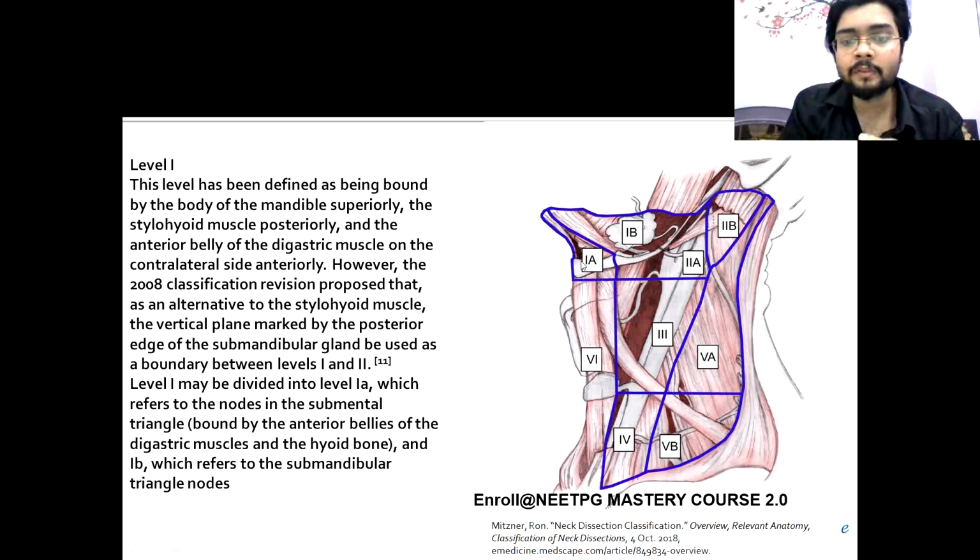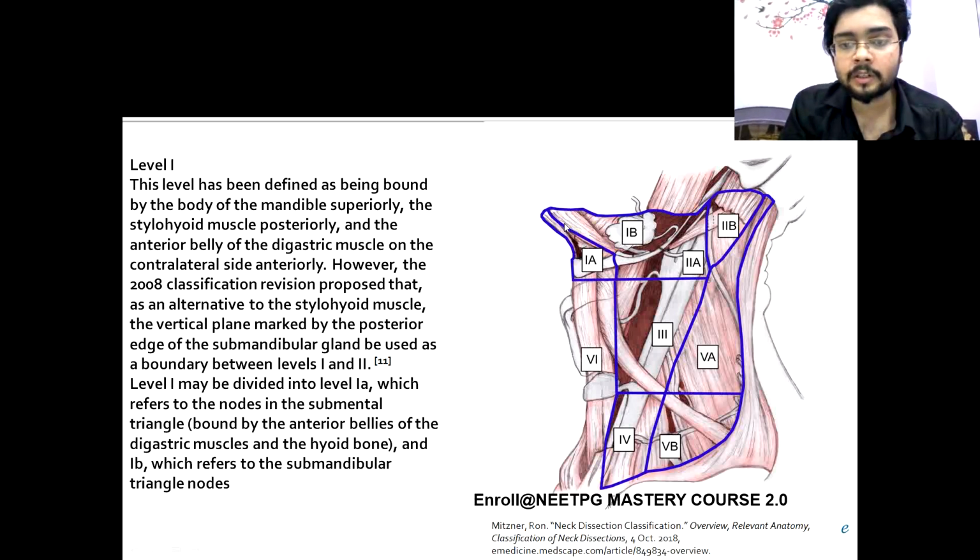Okay, so level 1A is submental, level 1B is submandibular, level 2 is the upper third or upper portion of the jugular. So that is the upper jugular, level 3 is middle jugular, level 4 is lower jugular. Level 5 is the posterior compartment group of lymph nodes, and level 6 is the central group of lymph nodes.